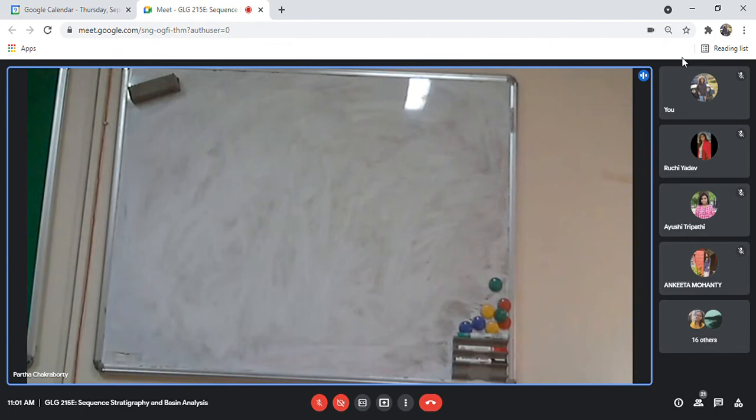Or between transgressive deposit below and forced regressive deposit above, within bracket high stand normal regressive.